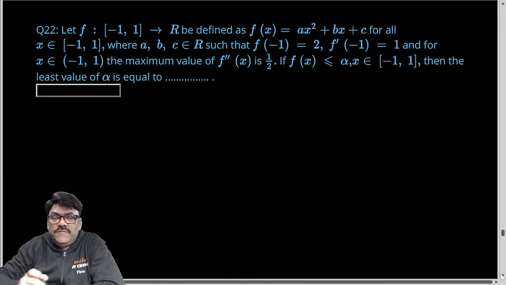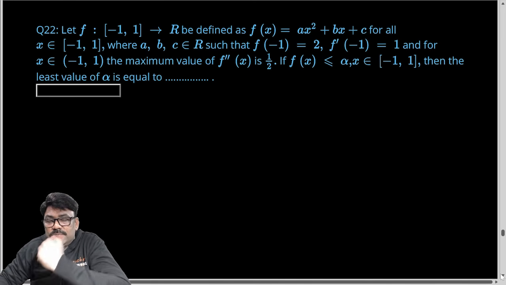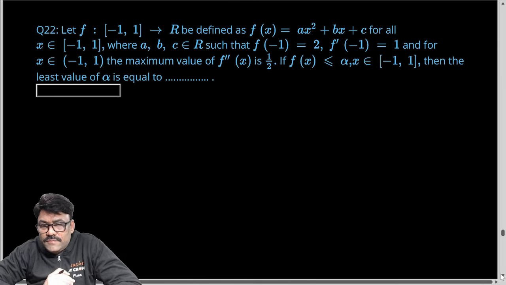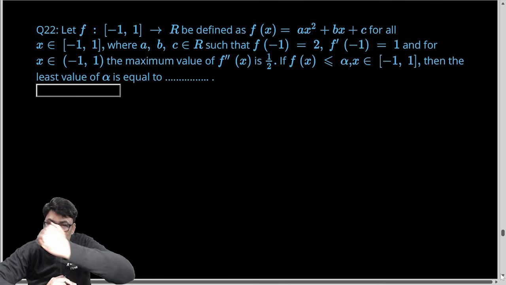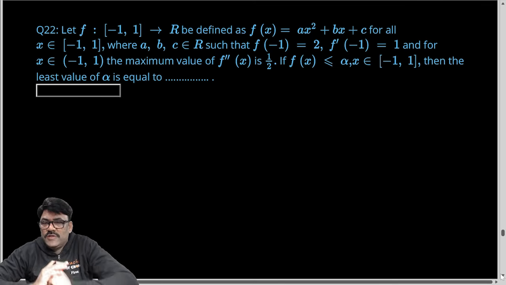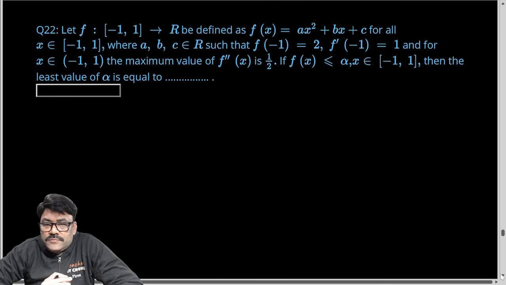Basically, they are saying that f(x) is less than or equal to alpha for all x. So what will be alpha here? Obviously alpha is nothing but the maximum value of the function, because f(x) is always less than or equal to alpha. So alpha will be the maximum of f(x).